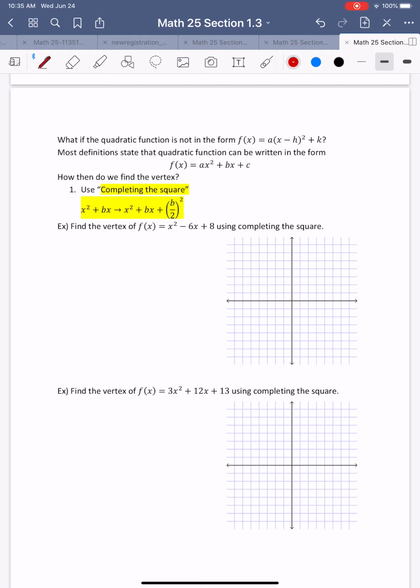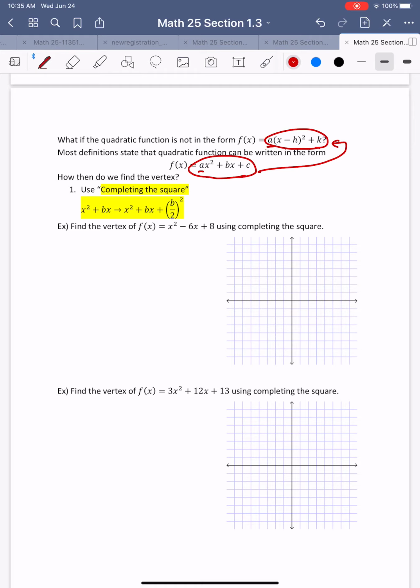Most of the definitions state that the quadratic function can be written in the form of ax squared plus bx plus c. So there are two ways we can convert from the standard form to the vertex form. Okay, we can change that. But the good thing is this a and this a stay the same, okay? And then we just need to find the h and k from the a, b, c, okay? Now, first thing is we do the complete the square. So once you complete the square, and then we'll see the graph, okay?